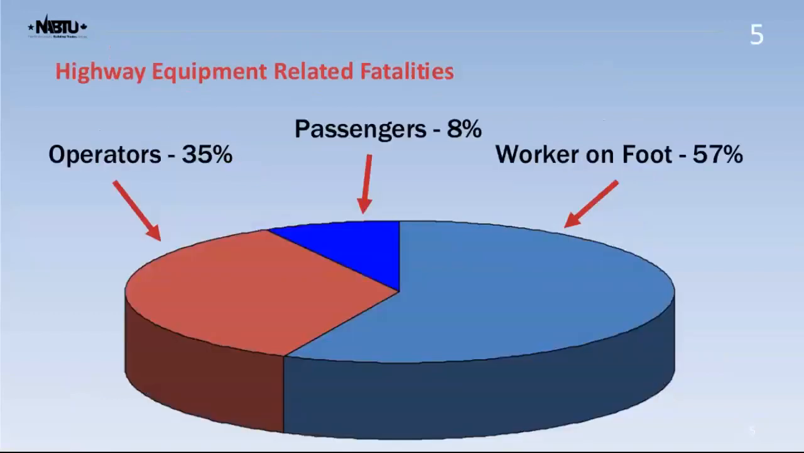Of the highway equipment related fatalities, just take a look at this chart, would you? Who are the folks that are getting hurt most? Yeah, you're right. It's the workers on foot. Now, as an apprentice, just getting started on a job site, you're probably going to be that worker on foot. You're going to be walking around, getting from one place to another on the job site.